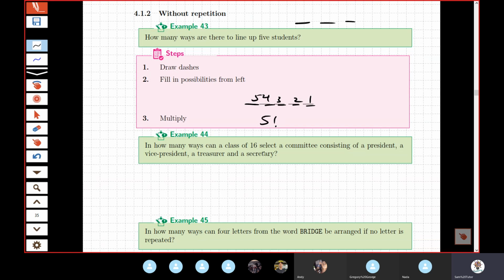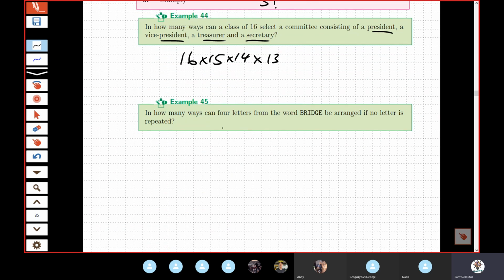In how many ways can a class of 16 select a committee consisting of a president, a vice president, a treasurer, and a secretary? So you've got 4 positions. 1, 2, 3, 4. That means 16 times 15 times 14 times 13. Make sense?